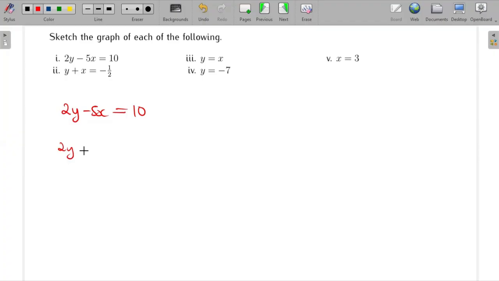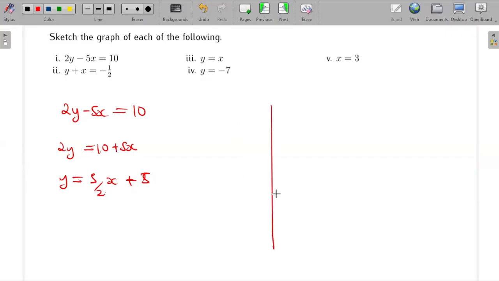You can take the other side. So you have 2y, take the 5x to the other side, it becomes 10 plus 5x. And then you can divide by 2, which makes this side just y, and you have 5 over 2 x plus 5 there, if you divide the 10 by 2. So this is what you're going to get. Okay, so now you have it in this form.